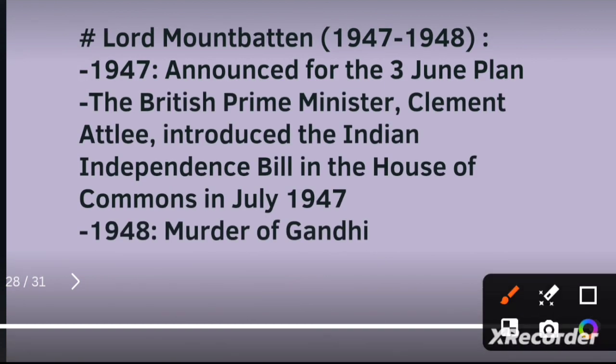Lord Mountbatten, 1947 to 1948. 1947, announced the 3 June Plan. The British Prime Minister Clement Attlee introduced the Indian Independence Bill in the House of Commons in July 1947. 1948, murder of Gandhi.